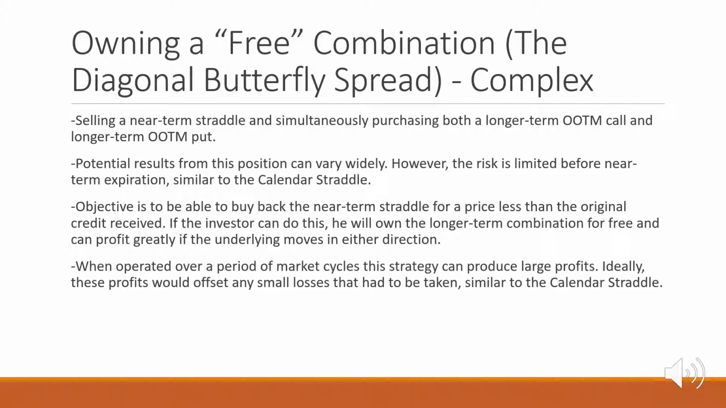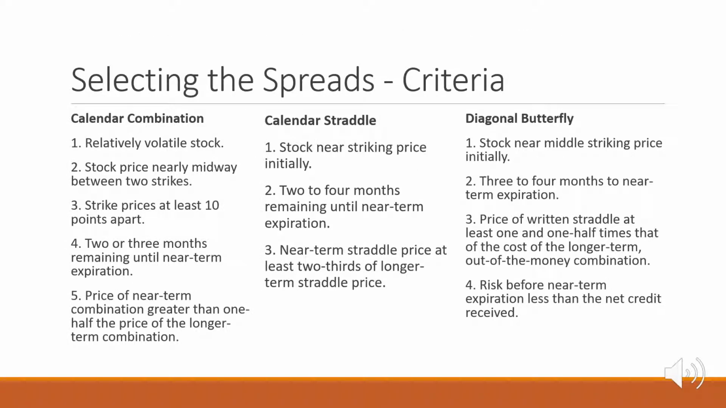The objective is to be able to buy back your near-term straddle for a price less than the original credit received. If the investor can do this, he will own the longer-term combination for free and can profit greatly if the underlying moves in either direction. When operated over a period of market cycles, this strategy can produce large profits. Ideally, these profits would offset any small losses that had to have been taken, similar to the calendar straddle.